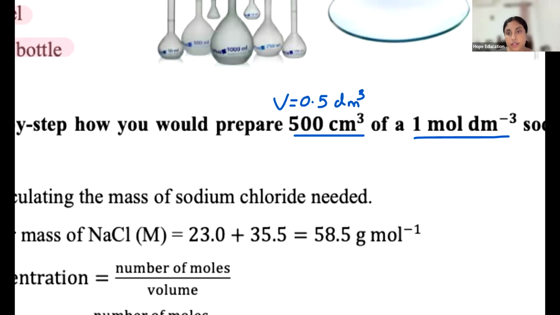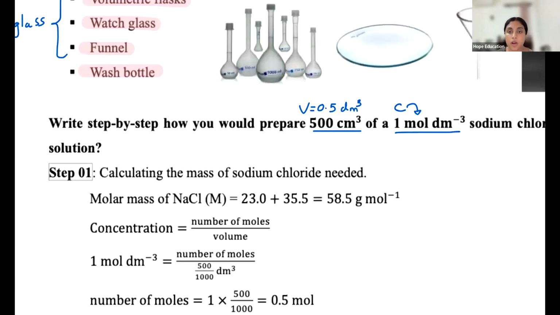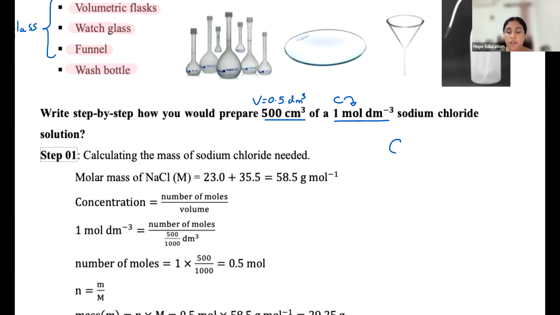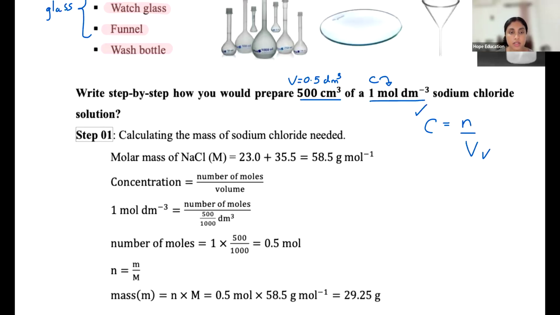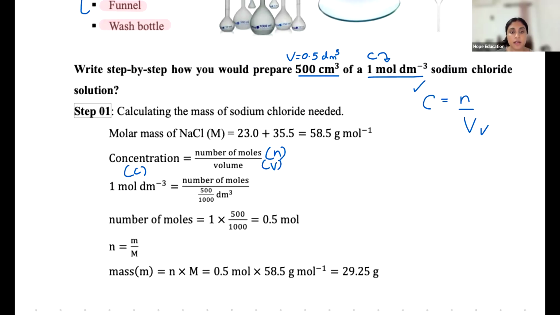This is concentration. Then, concentration equals number of moles divided by volume. Concentration they have given, volume they have given, so you can calculate the number of moles. So here the number of moles is calculated. C is concentration, N is number of moles, V is volume. So එතකොට මෙතන N ඇවිල්ලා තියෙනවා 0.5 moles.